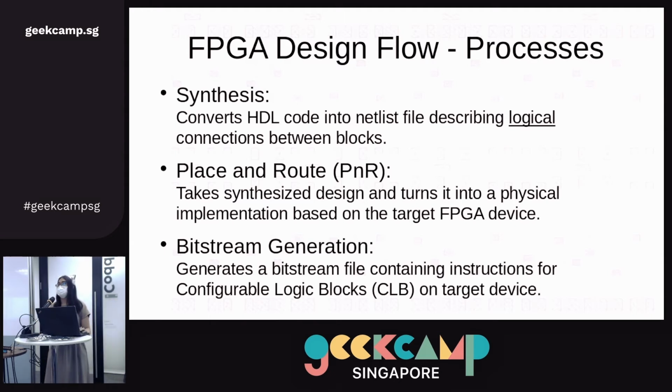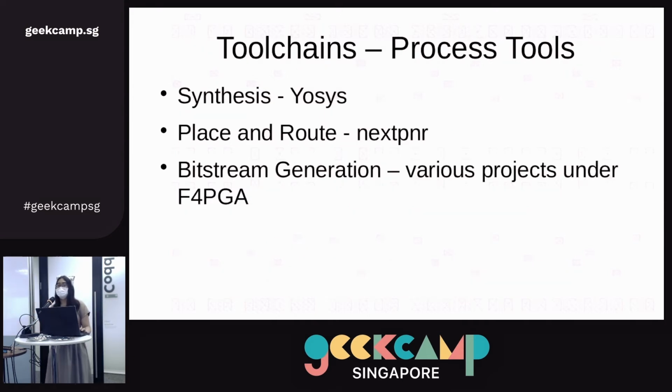And there are actually open source tools for these processes too. Yosys is an open source tool. In fact, all these tools are open source. For place and route, you have NextPNR. And for bitstream generation, you have various projects under F4PGA. Let's get into F4PGA itself.